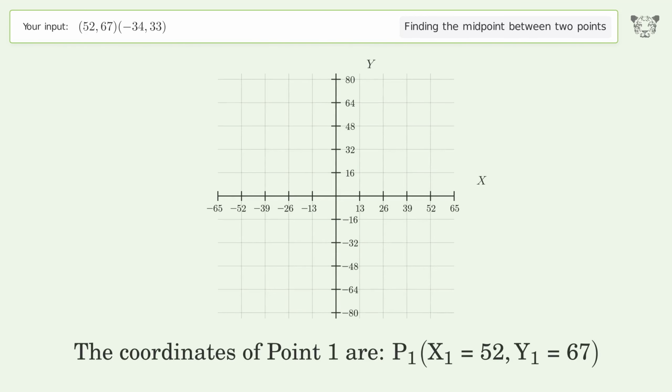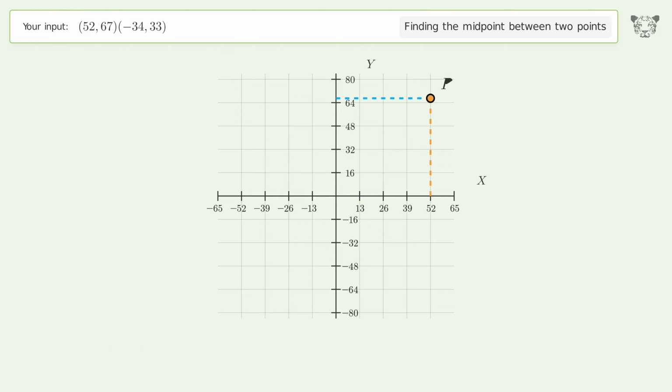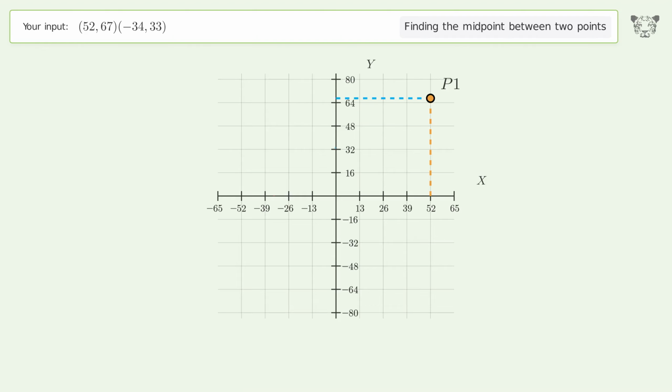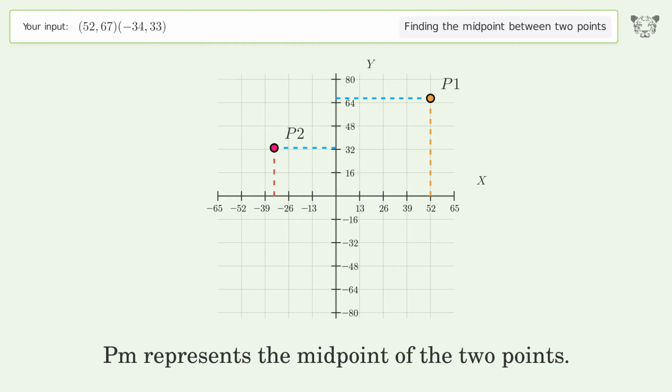The coordinates of point 1 are x1 equals 52, y1 equals 67. The coordinates of point 2 are x2 equals negative 34, y2 equals 33. PM represents the midpoint of the 2 points.